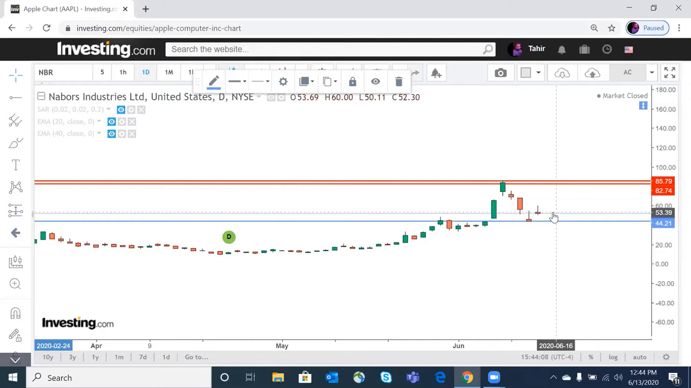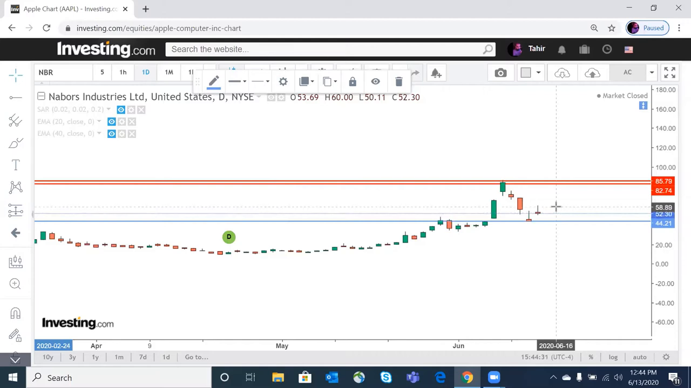The opening price was 53.54, rounding off, and the closing price was like 52.7. So although it opened at a gap up, and people were expecting this stock to go up, during the trading session on the last day it has actually shown a downward trend and it has lost a few dollars.